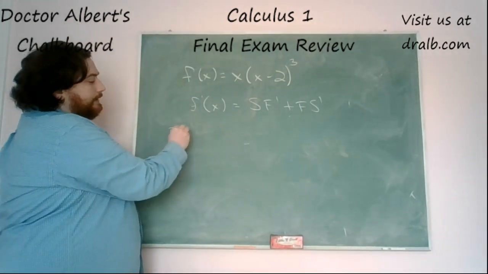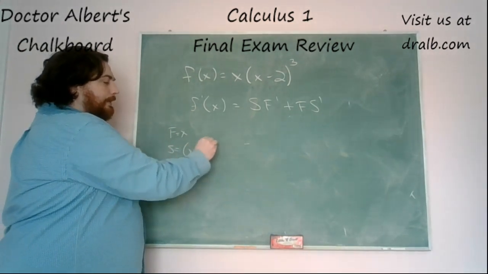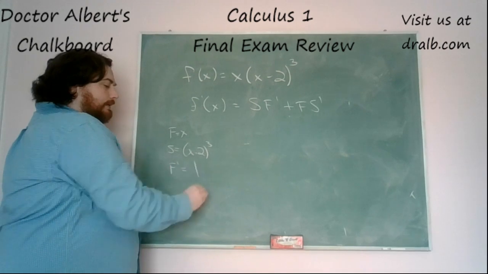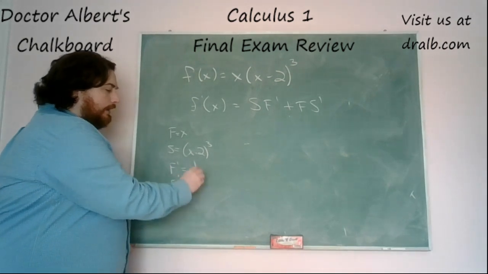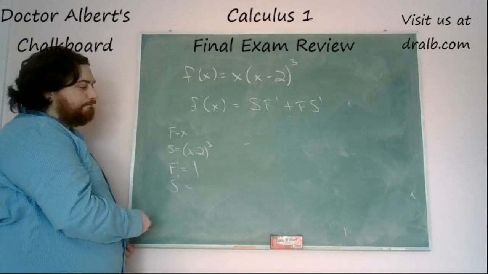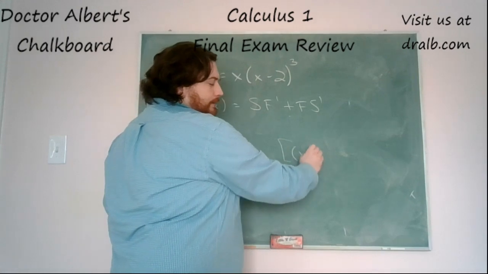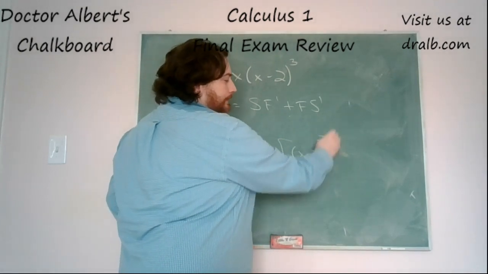My first function is x. My second is x minus 2 cubed. The derivative of the first is just 1. And now for the derivative of the second, it gets a little bit more complicated. So I would go off to the side and say, what is the derivative of x minus 2 cubed?